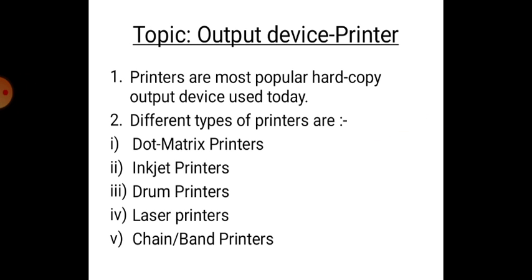Point number 1. Printers are the most popular hard copy output device used today. Students, in the previous class you studied the monitor. The monitor produces soft copy, whereas printers and plotters produce hard copy. Printers you are well aware of; wherever there is a computer, there is an associated printer. These printers help you take output in paper format, and since it is permanent it is called hard copy.